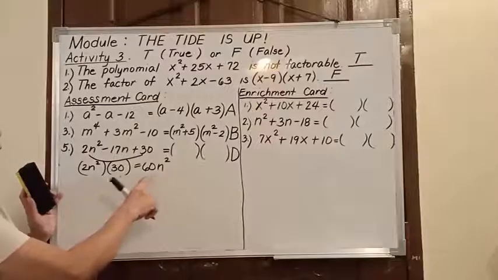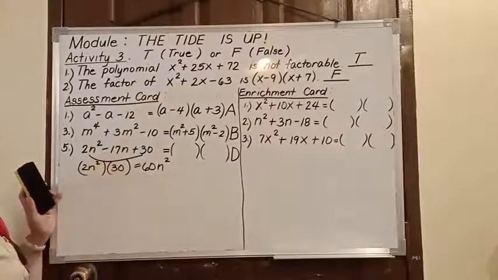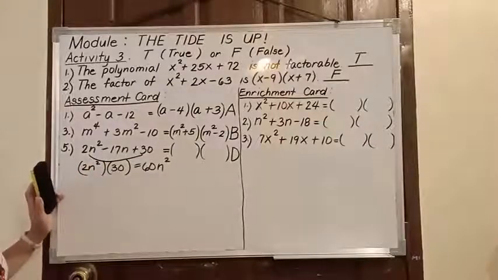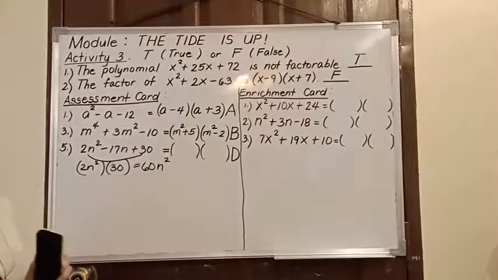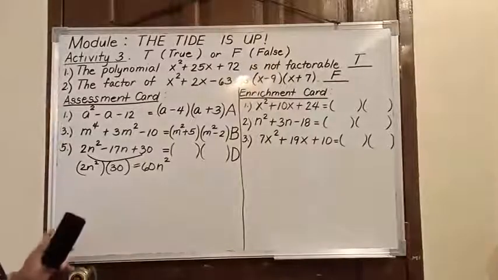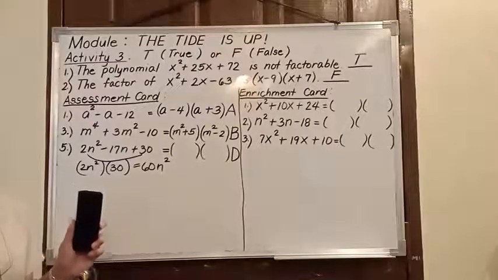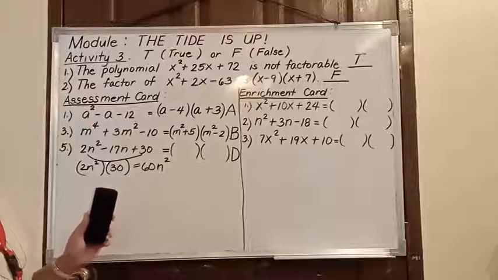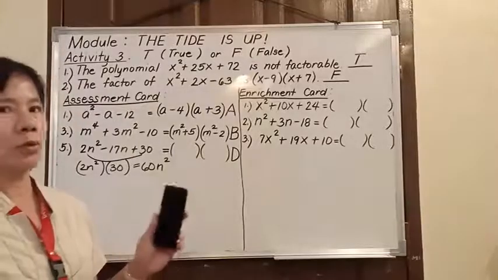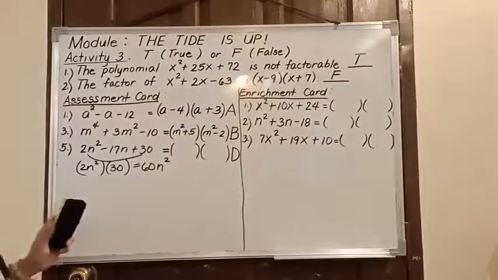Now, what are the factors of 60n squared whose sum is negative 17n? Kaya ang pwede natin yan para makakuha ng 17. Factors ng 60. We can use parehong positive na factors o parehong negative na factors.